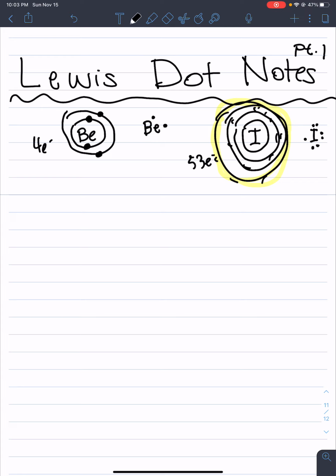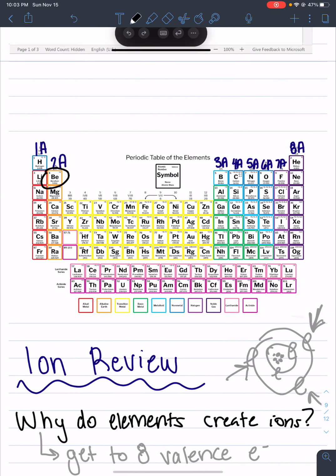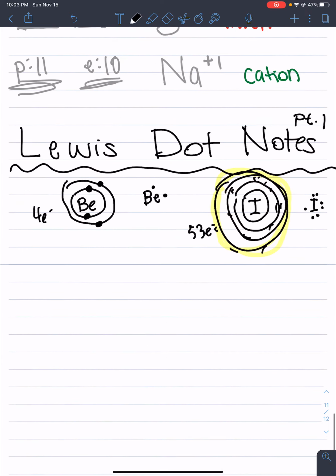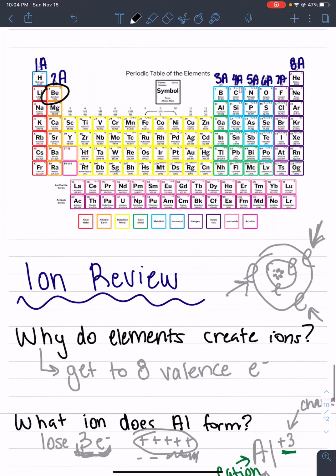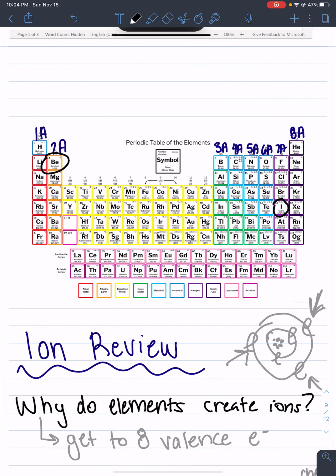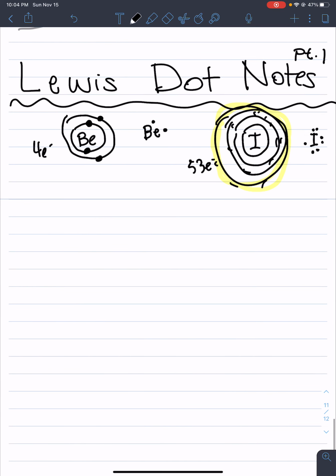You'll notice that Be on our periodic table up here, Be is right here, and it has 2 valence electrons. So here it would have 2 valence electrons. You'll see I around it, you'd count, it has 7. You go up here, you see I here, and it has 7 valence electrons. So Lewis dots are just ways for us to see valence electrons.